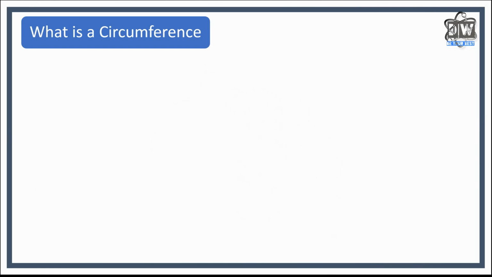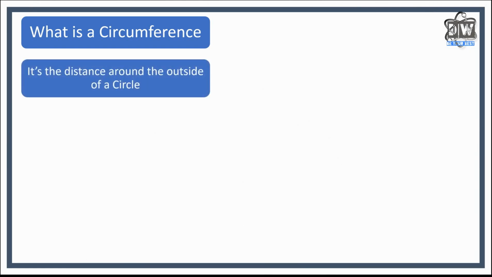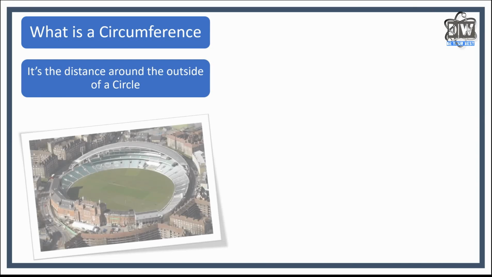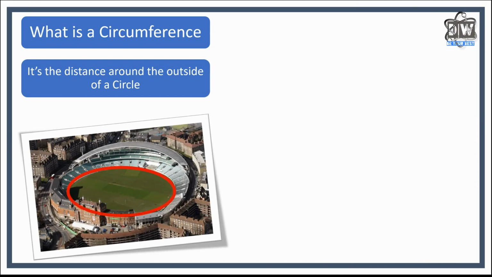So what is circumference? We've done this before. It's the distance around the outside of a circle. Okay, so let's look at that. If we're a cricket player, we'll understand it's the distance around the boundary. If we're not a cricket player, it's the distance around the outside of the green part.